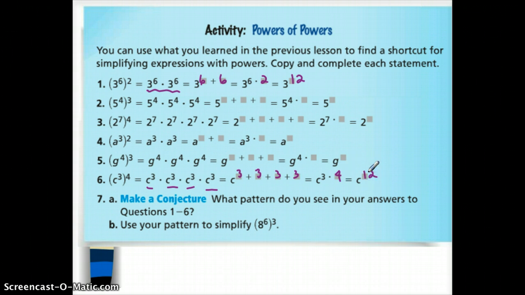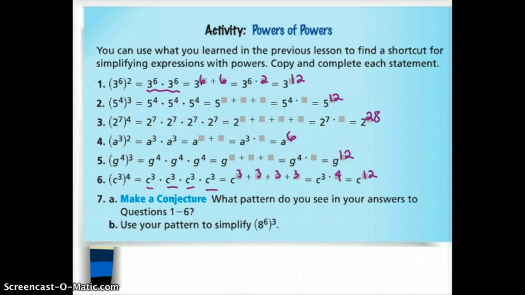It doesn't always equal c to the 12th, but I want you to look and see if you see a pattern. And you can fill in the rest. If you got it, this one would have been to the 12th. So that one would be to the 28th. Number 4 would have been to the 6th, and number 5 would have been to the 12th. I hope you see a pattern happening here.